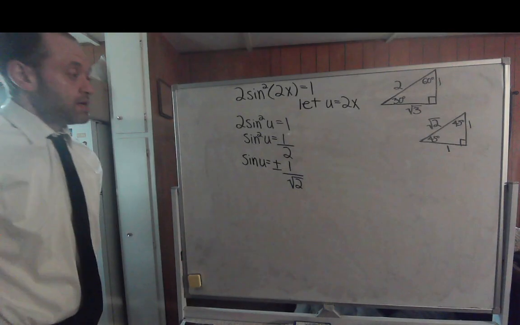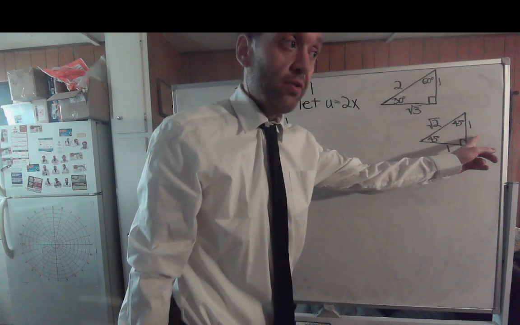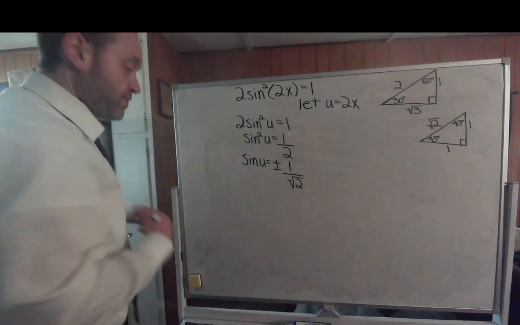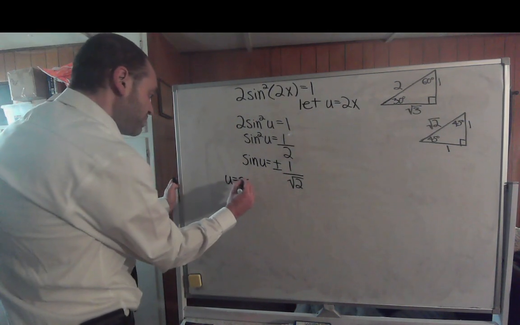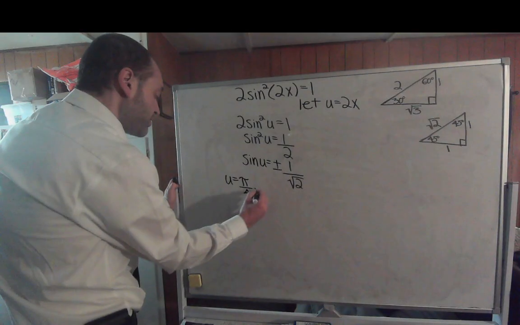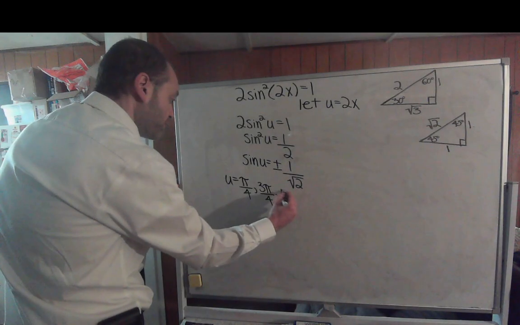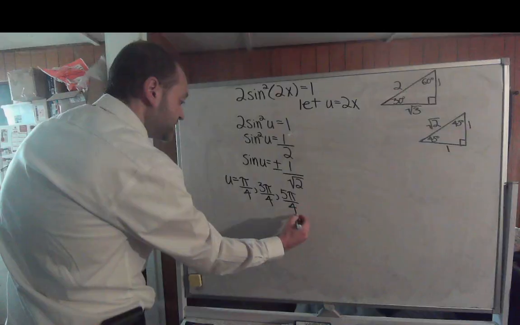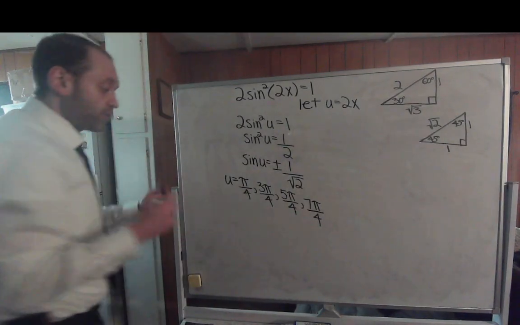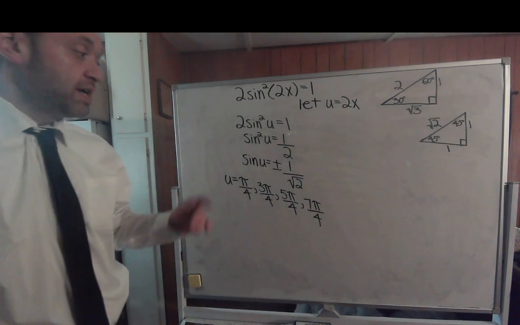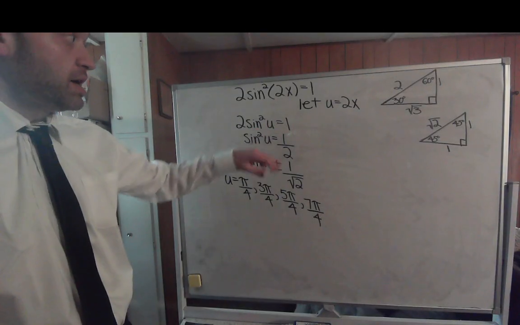So what gives me a sine of 1 over the square root of 2? A sine of a 45-degree reference angle. So that would be a pi over 4 reference angle. So you could start with u equals pi over 4, 3 pi over 4, 5 pi over 4, and 7 pi over 4. Every multiple of pi over 4 in the interval from 0 to 2 pi will give you 2 sine squared of u equals 1.